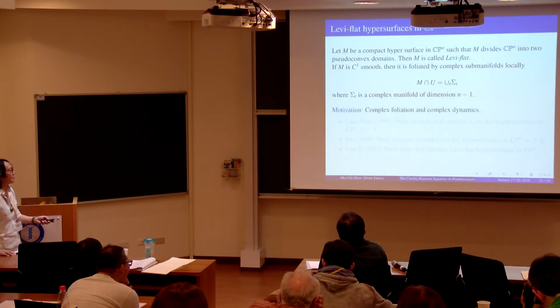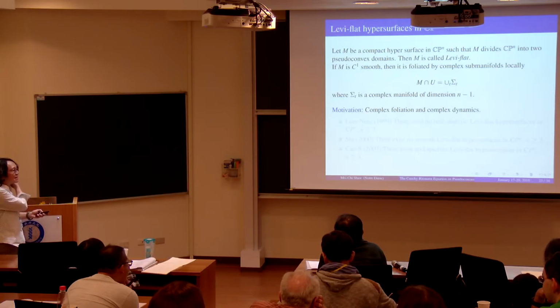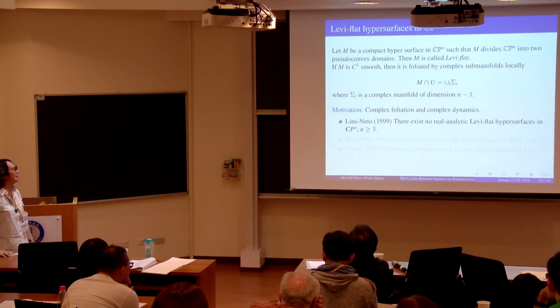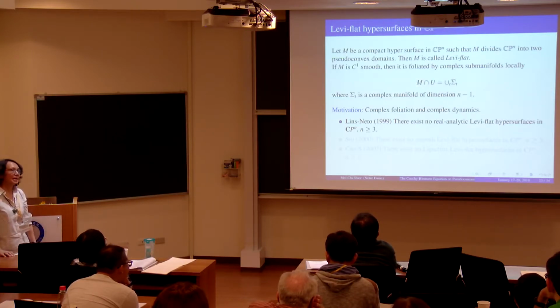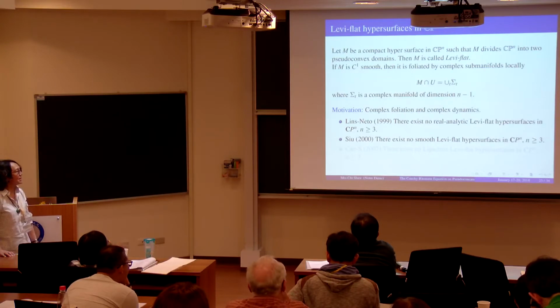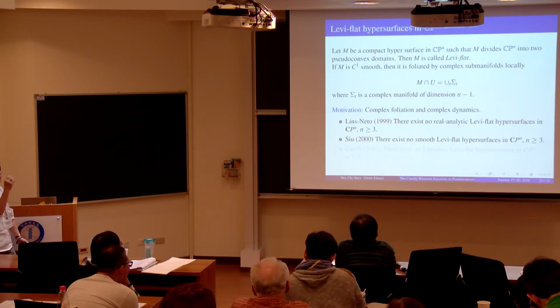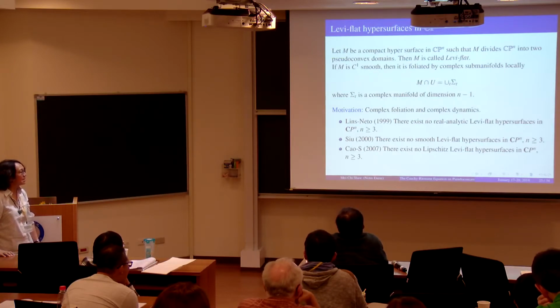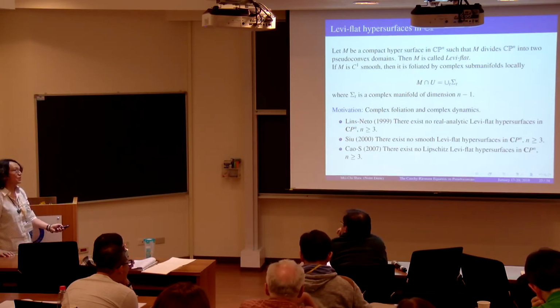This problem is interesting because it's related to complex foliation and complex dynamics. This problem was first proved when n is greater or equal to 3 by Lins Neto. He showed that there does not exist a real analytic Levi-flat hypersurface, using foliation theory. And then in 2000, Siu showed that there exists no smooth one, or C12 smooth, using a d-bar equation. It was using the L2 Serre duality that Jianguo Cao and myself extended this to show there exists no Lipschitz Levi-flat hypersurface in CPN when n is greater or equal to 3. The case when n equals 2 is still open.